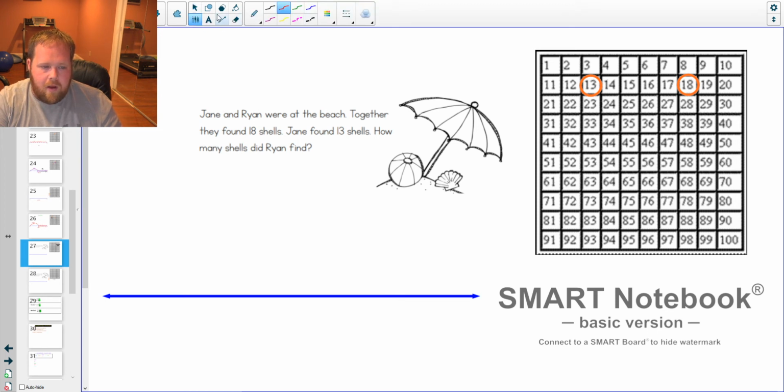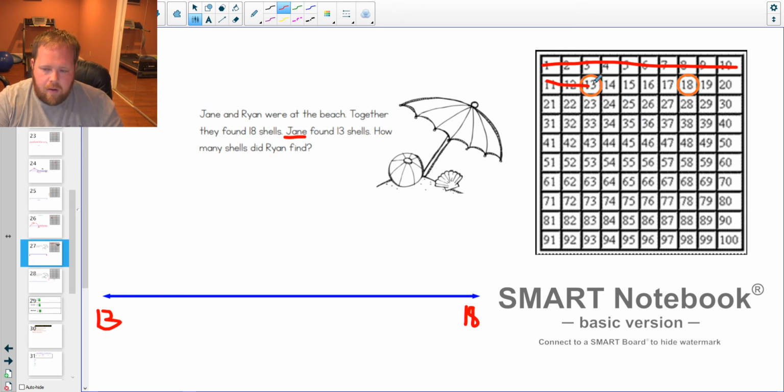So what are we going to do? We are going to start at 13. Very good. Ooh, nice 3. And we are going to end at 18. So, all of these shells are the shells Jane found, and these shells in here are the shells Ryan found. So let's take a look.